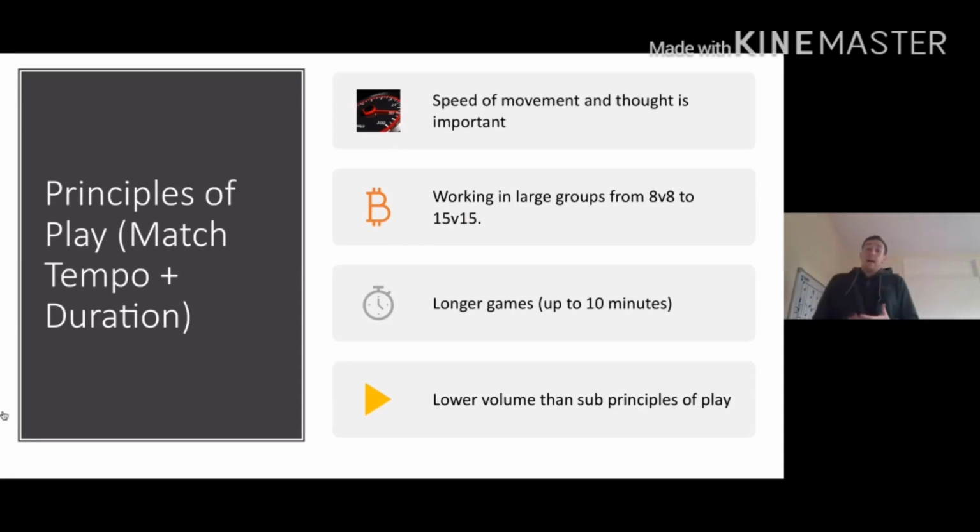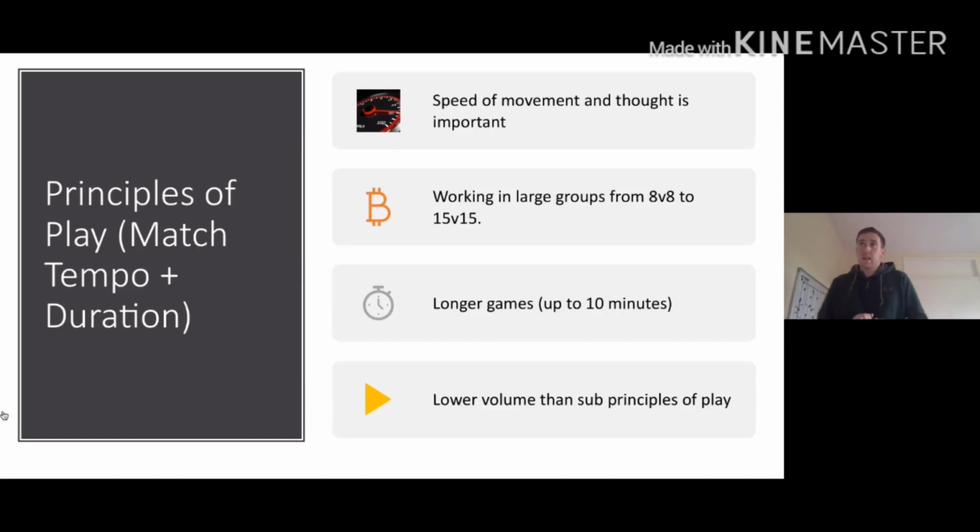So after our day off is the principles of play. So working at match tempo, and then having longer duration of games. So an important aspect of this day is the speed of movement and speed of thought. So we want players to be thinking quicker because it's coming up to a match. The other thing is the movement.